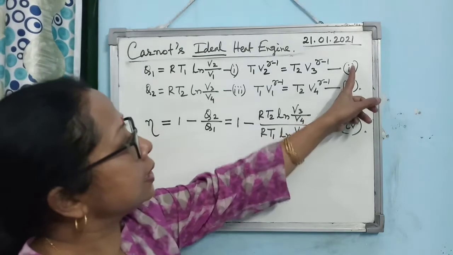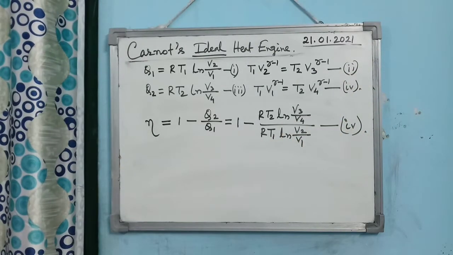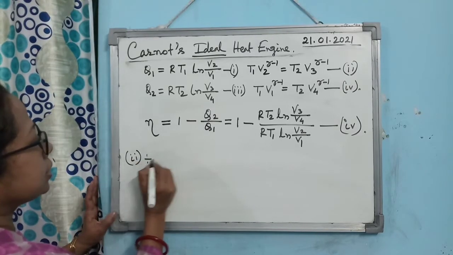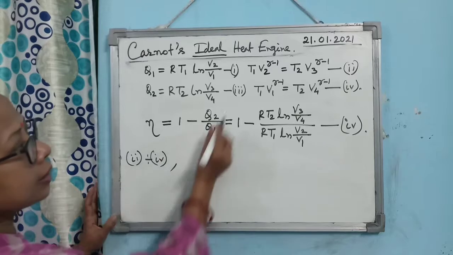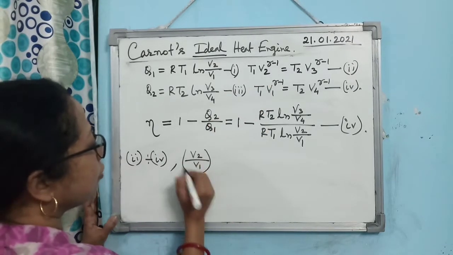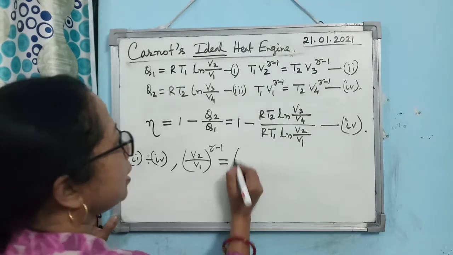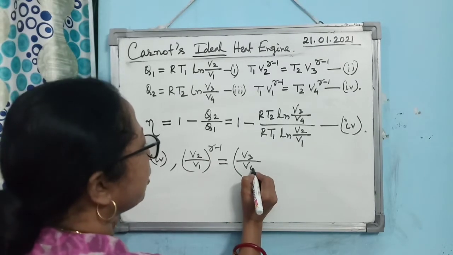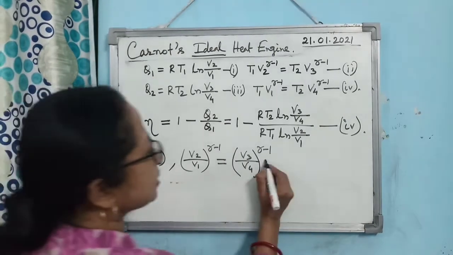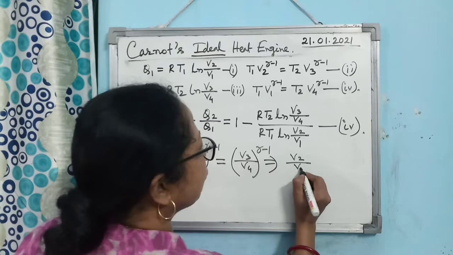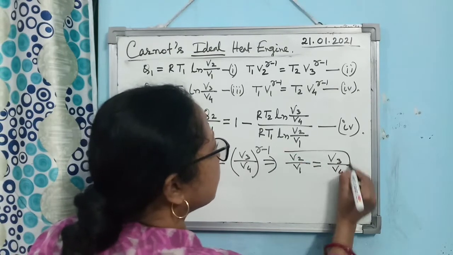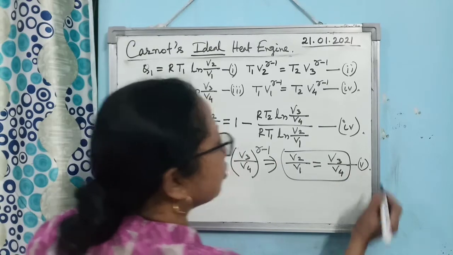Now, if you consider the second and fourth equations and divide the second equation by the fourth equation, then T1 will get cancelled. It will be V2 by V1 to the power gamma minus 1, equal to V3 by V4 to the power gamma minus 1. What does it mean? It means that V2 by V1 is equal to V3 by V4. This is the fifth relation we have got.